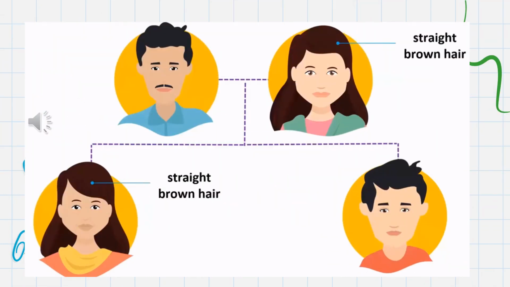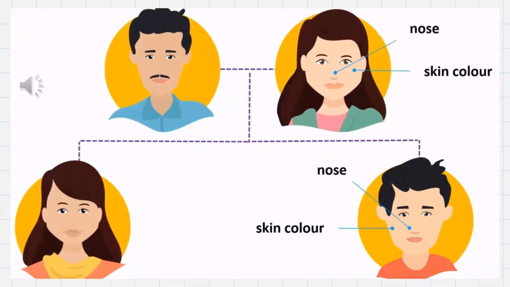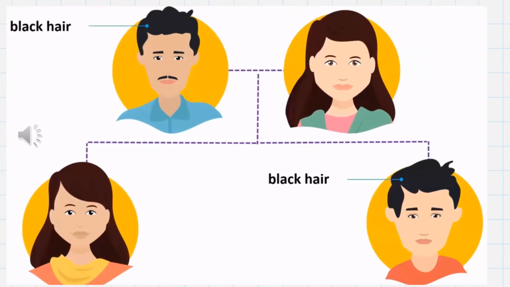If you have noticed that the mother has straight brown hair and the daughter has straight brown hair, the father has brown eyes and the daughter has brown eyes. And if you have noticed that the son and the mother have the same nose and the same skin color, the father and the son have the same black hair.